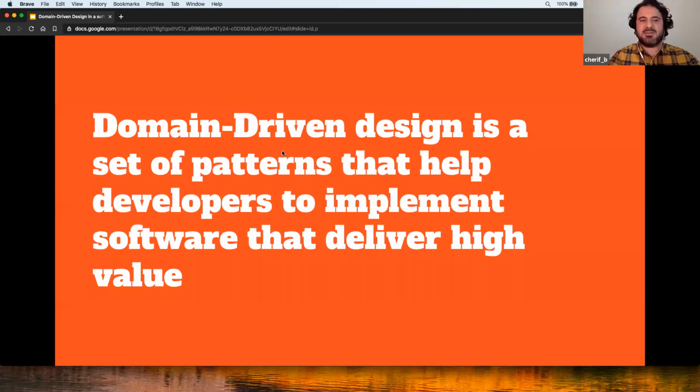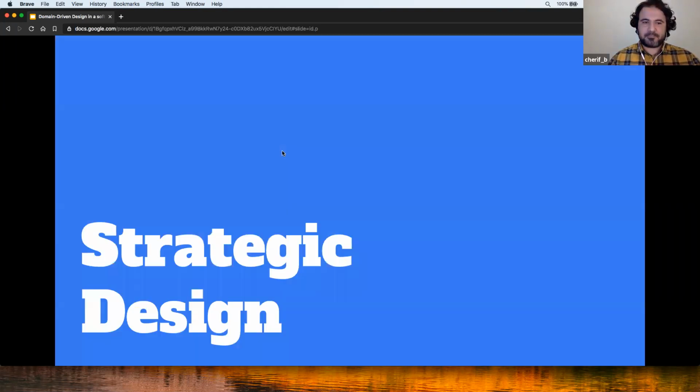So in the beginning, let's be on the same page about domain-driven design, which is a set of patterns that help developers implement software that delivers high value. With this, we understand that the objective of domain-driven design is to deliver high value with software. That's the objective or the goal.